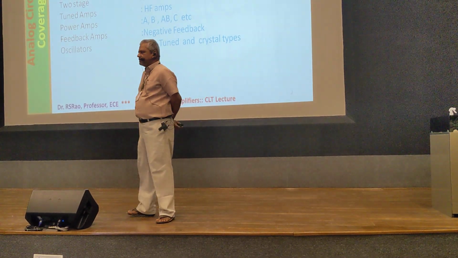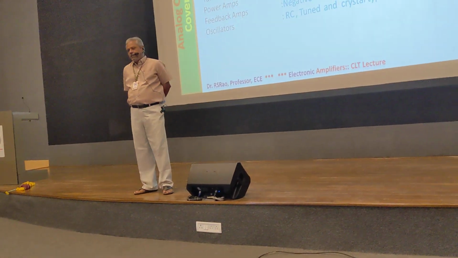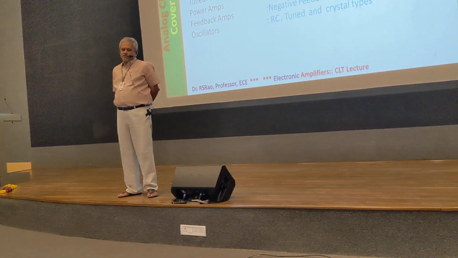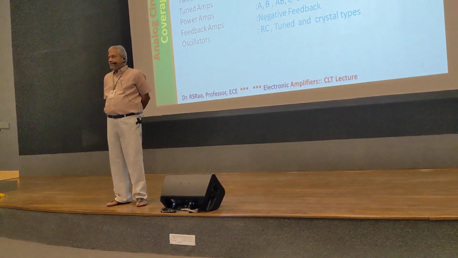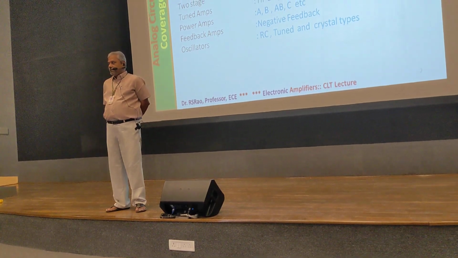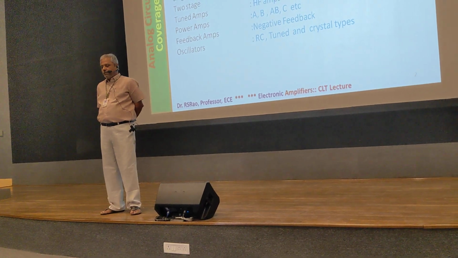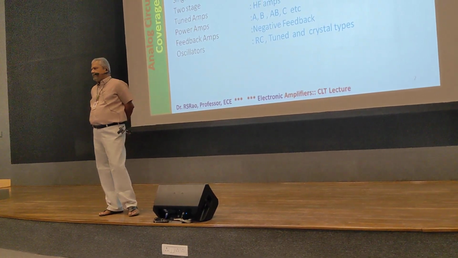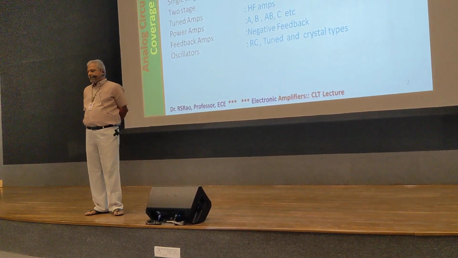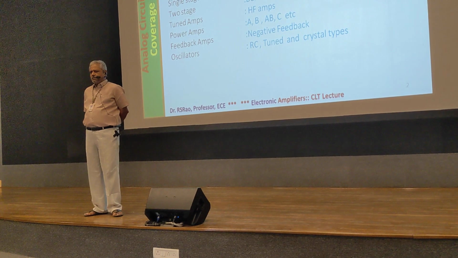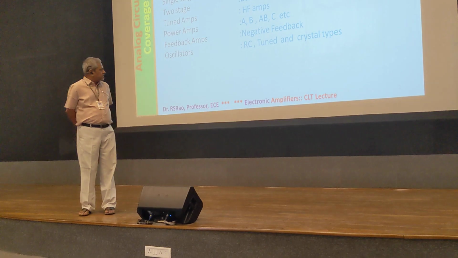C gives the best, maximum efficiency. So it is clarity versus efficiency. A means more clarity, less distortion, less efficiency. And as you move from A to B to C, clarity comes down, efficiency goes up. Okay. And other types are also there. All those things are discussed at length in your regular classes.